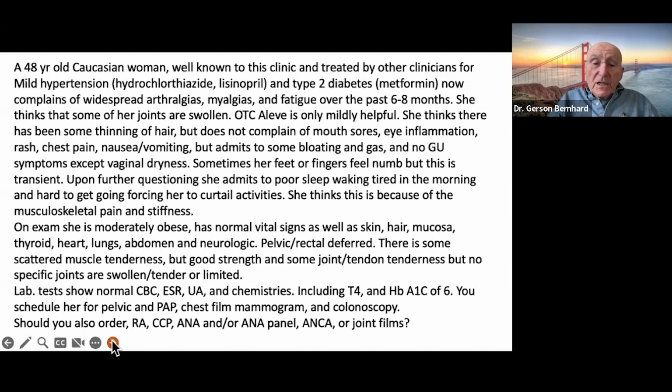And in her case, your survey tests, her blood count, her sed rate, her urinalysis, her chemistry are all normal. And her metabolic tests, such as a T4 and her A1C. A1C is borderline, but T4 is okay. And you're going to schedule her for her survey cancer screening because she's now 48.